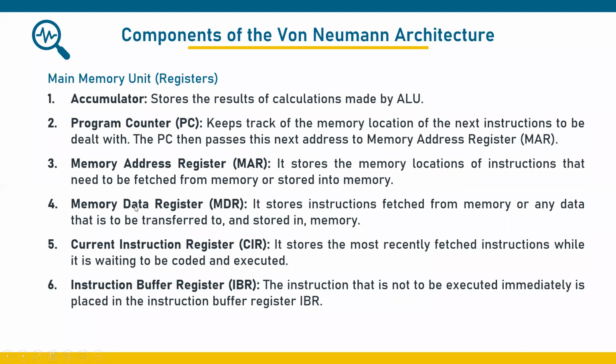Fourth one is the memory data register. It stores instruction fetched from memory or any data that is to be transferred to and stored in memory. Fifth one is the current instruction register. It stores the most recently fetched instruction while it is waiting to be called and executed. Sixth one is the instruction buffer register. The instruction that is not to be executed immediately is placed in the instruction buffer register. Okay, that's all about the registers.